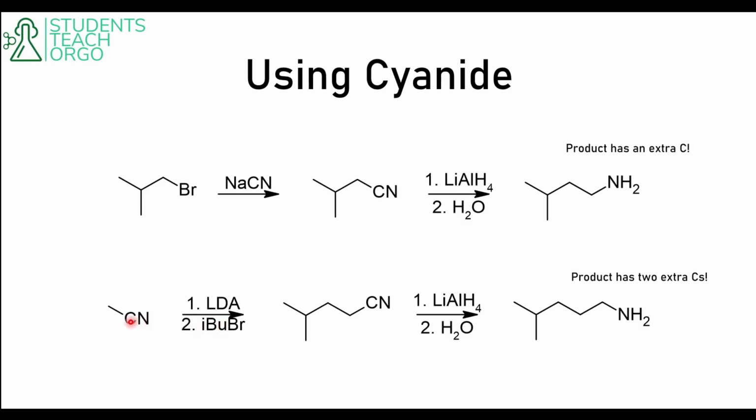If we treat it with this methyl cyanide, then we will add an extra carbon onto the chain where the bromine initially was, and then we have the cyanide group adjacent. Again we can treat with lithium aluminum hydride and water, and that will give us 2 extra carbons in our chain, and convert the nitrogen to an amine nitrogen instead of a nitrile nitrogen.